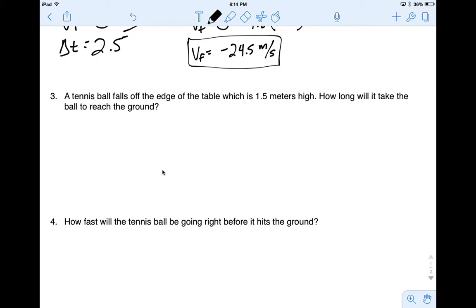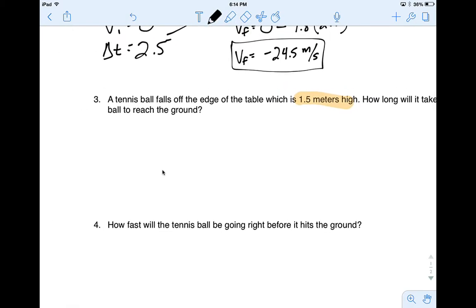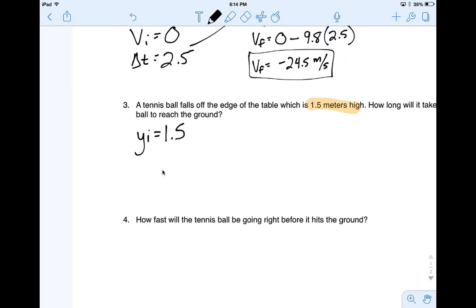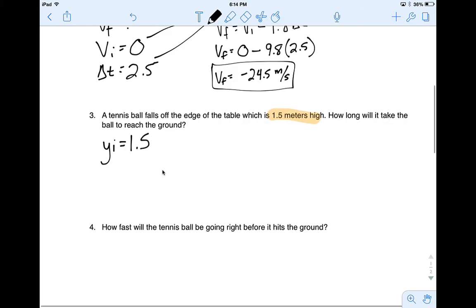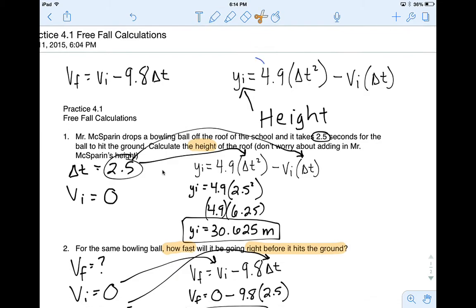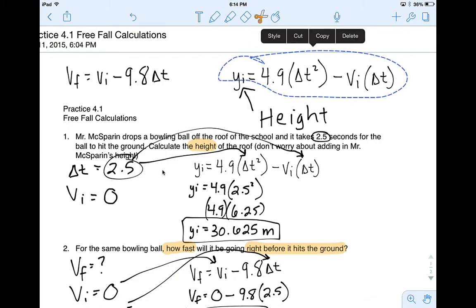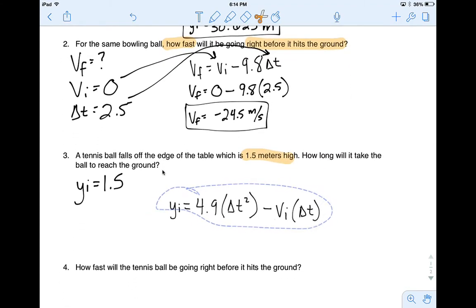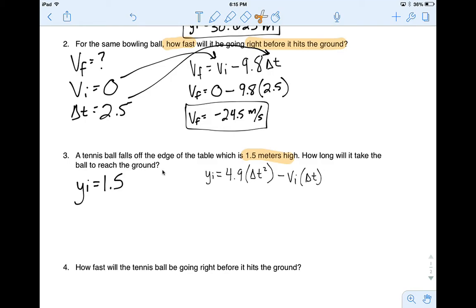Okay, so right now I see that 1.5 meters high, and I know that height is yi, so yi is 1.5 meters. Well, there's another big clue, guys. If they're giving me height, that means I probably need to use this thing. So let's copy that and put it right there. Let's give myself some space because it's going to be a longer calculation.